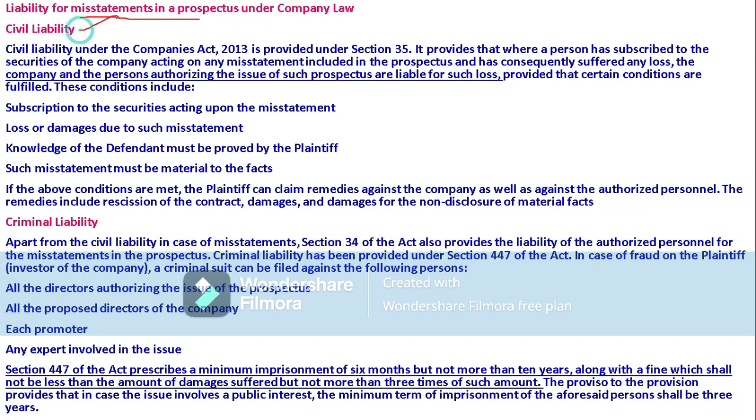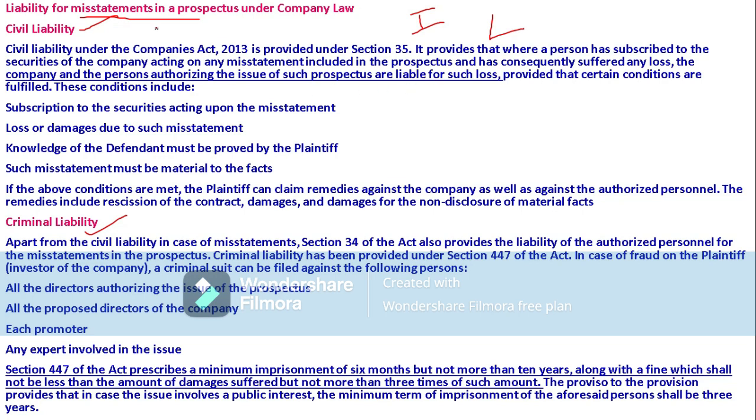So what are the misstatements, what is the liability? Liability means we can see civil liability and criminal liability. Civil liability means the company and persons authorizing the issue of such prospectus are liable for loss, if due to this misinformation, misstatement, or not disclosing the full information, the investor undergoes loss. The company is liable. The persons authorized to issue the prospectus are liable.